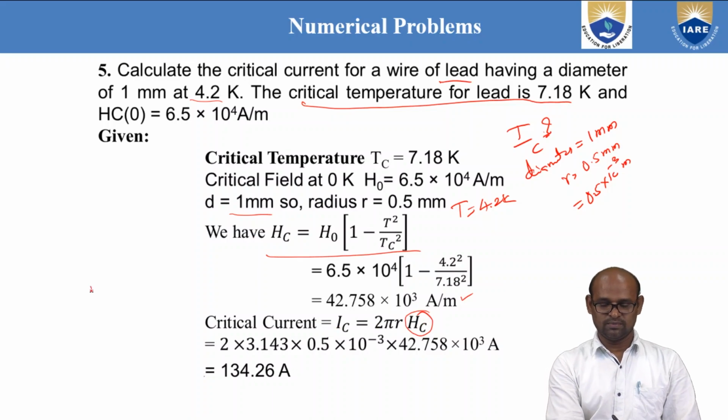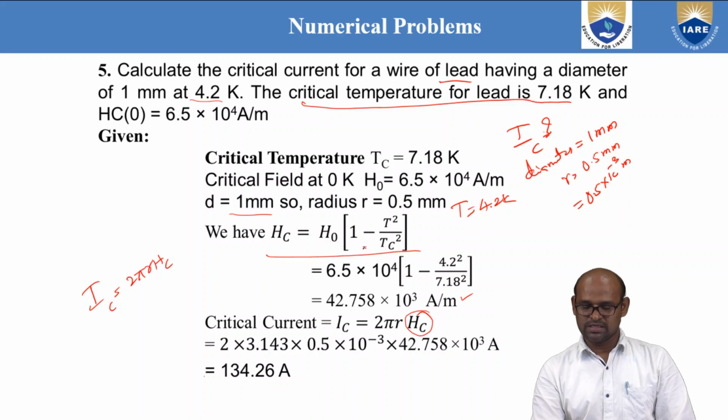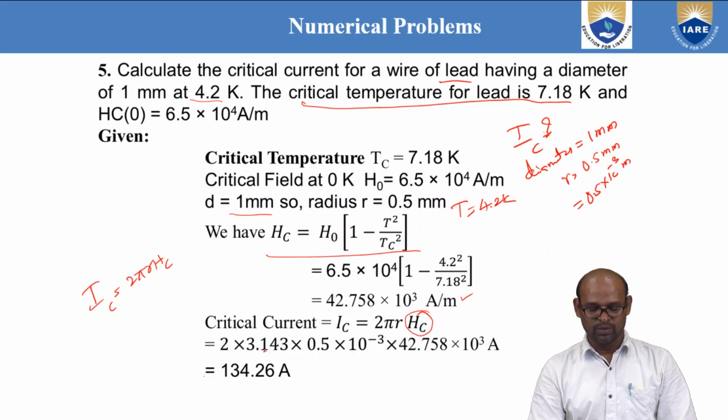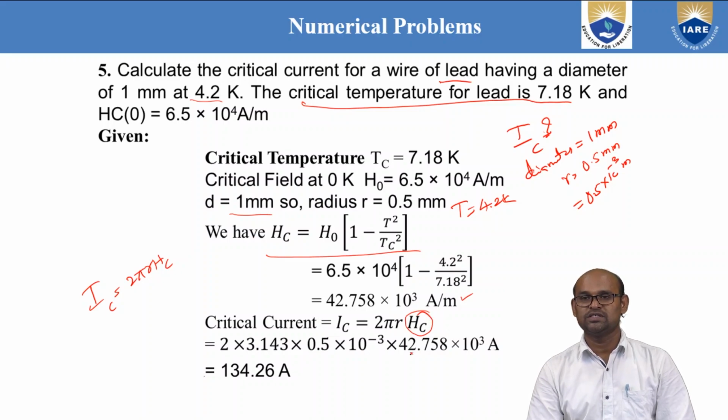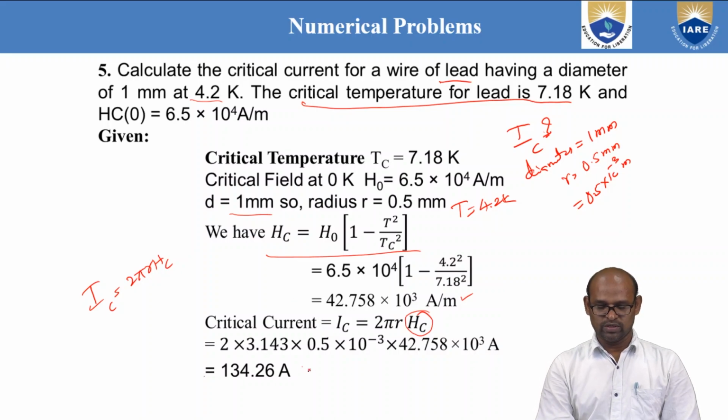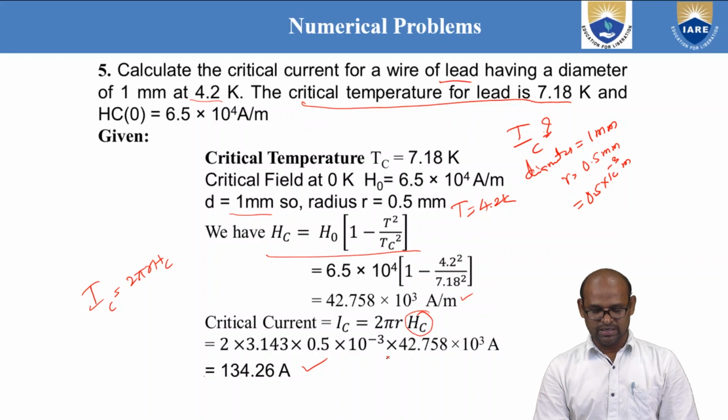So IC is equal to 2 pi R into Hc. So radius we have calculated from the diameter, and Hc, the critical field, we have also calculated. So substitute all the values in this equation for current. 2 pi value 3.143, R value is 0.5 into 10 power minus 3 converted into meters, and Hc is the critical magnetic field, which is 42.758 into 10 power 3 amperes per meter. So substituting all the values, we find out that the critical current for this material is around 134.26 amperes.